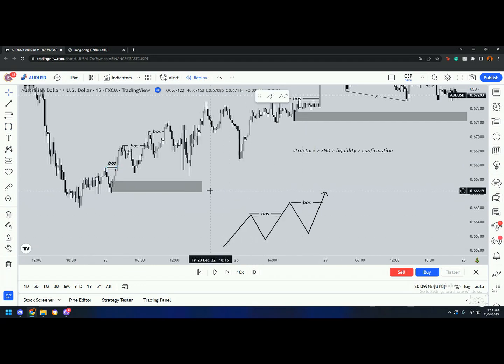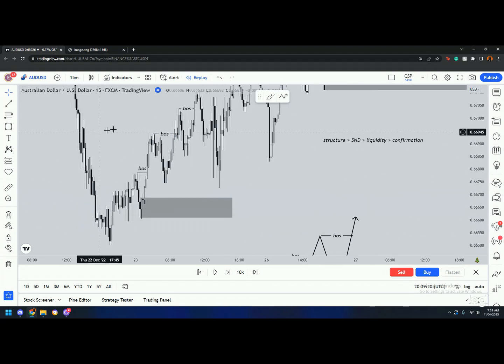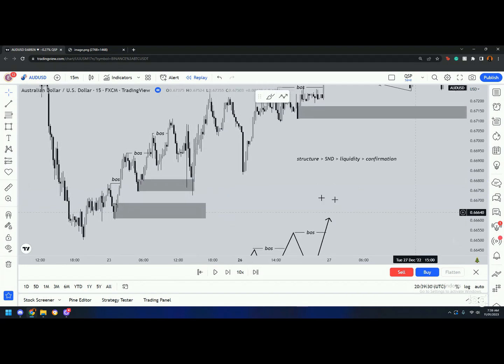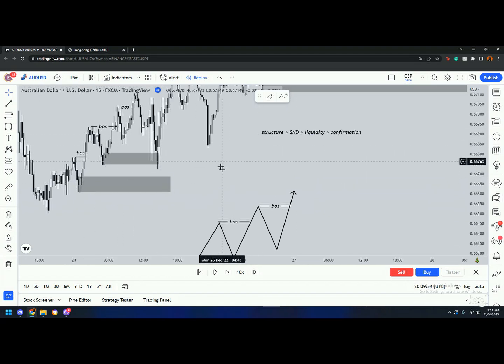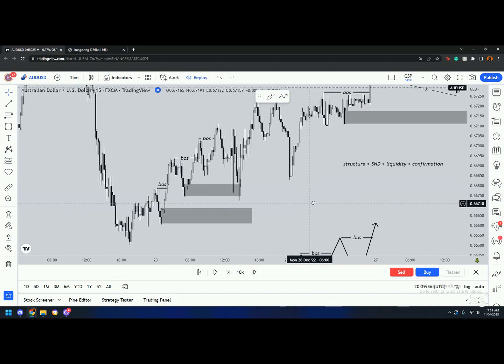It doesn't have to tap. And then there's a new break structure here. What happened here? There's a break structure and it left out the smallest, the lowest move, which is this down move. And then price taps in, which pushes the break. Nah, that's just the supply and demand. I haven't got to confirmation yet.